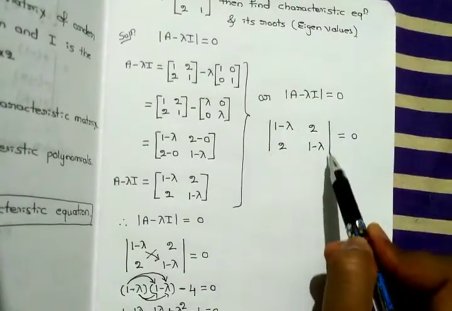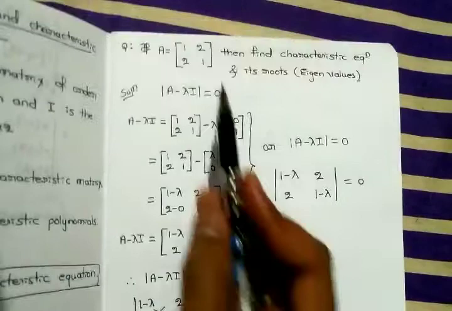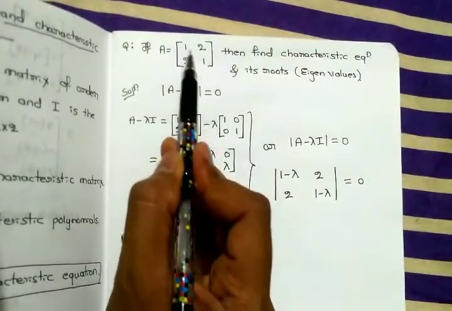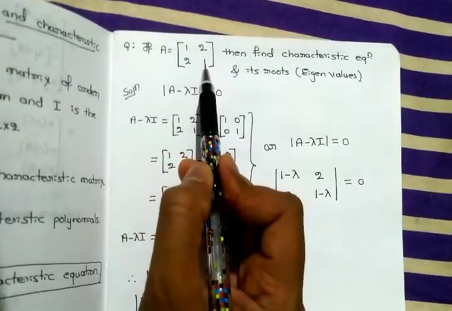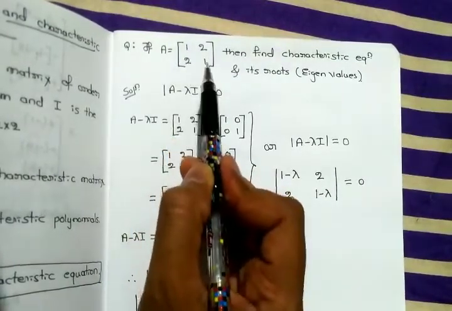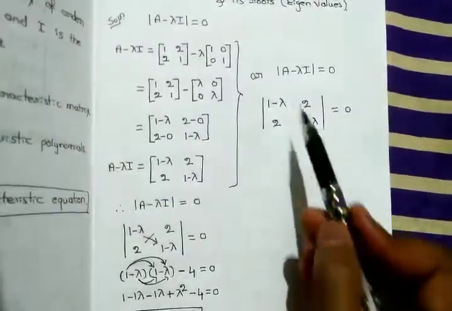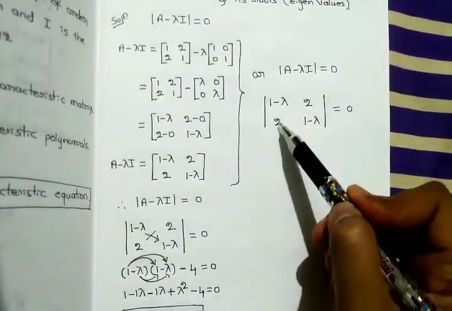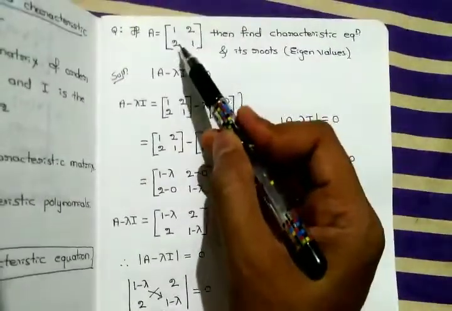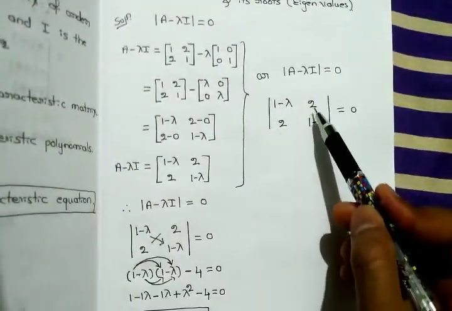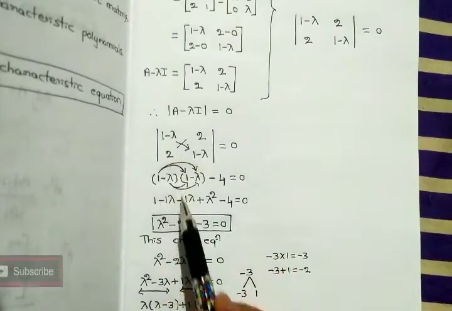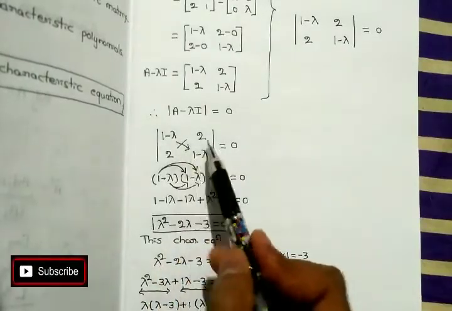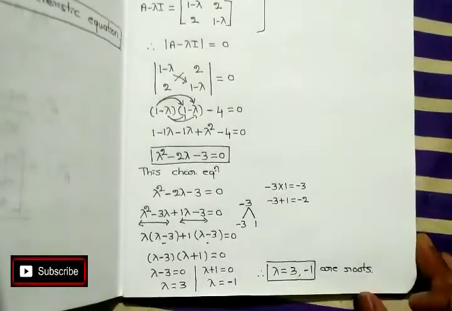Next, the determinant symbol, keep it as it is. Afterwards, only for the principal diagonal elements, the 1 and 1, subtract lambda. Left top to right bottom elements are called principal diagonal elements. For these principal diagonal elements subtract lambda, and the remaining two elements, 2 and 2, keep as they are. So directly you will get this value. Once you get this value, apply the second order determinant rule and solve the problem.